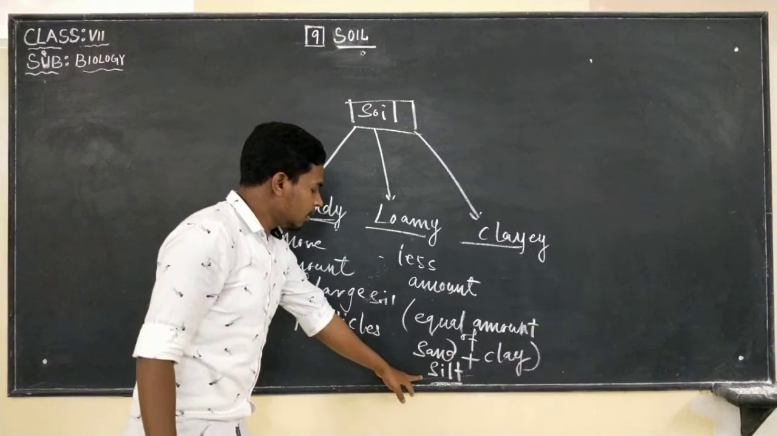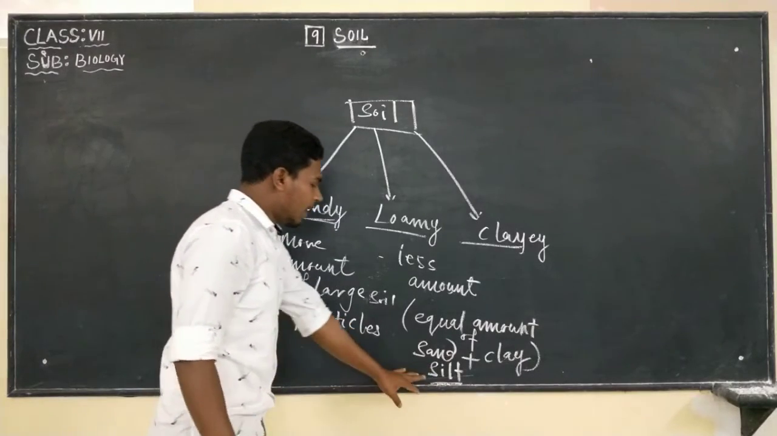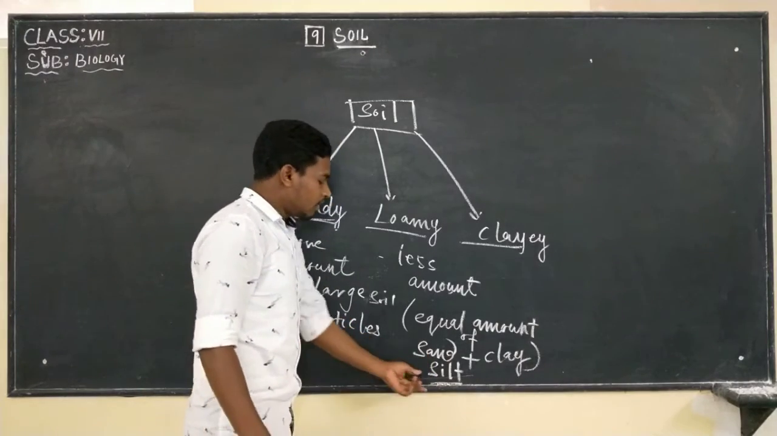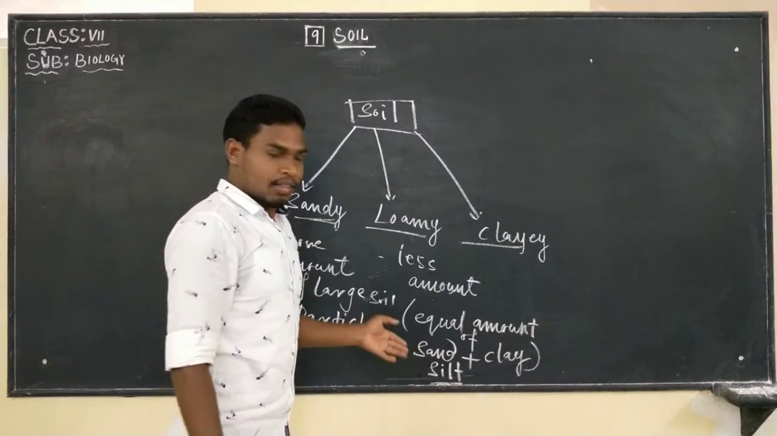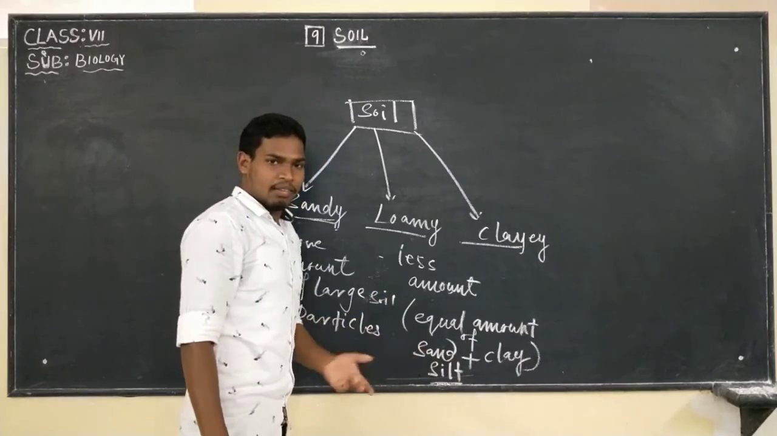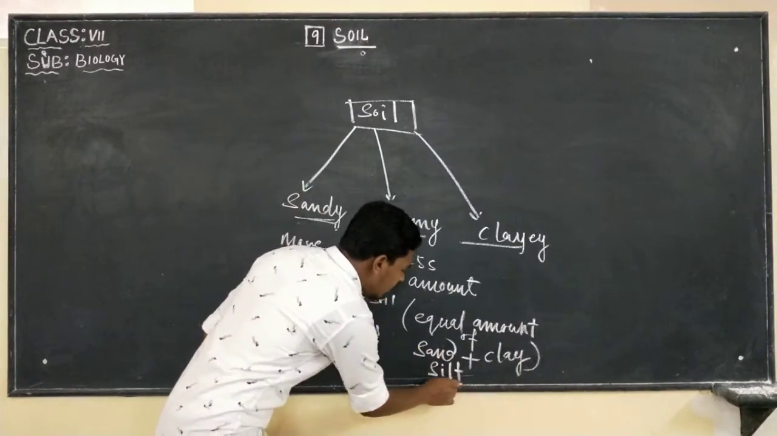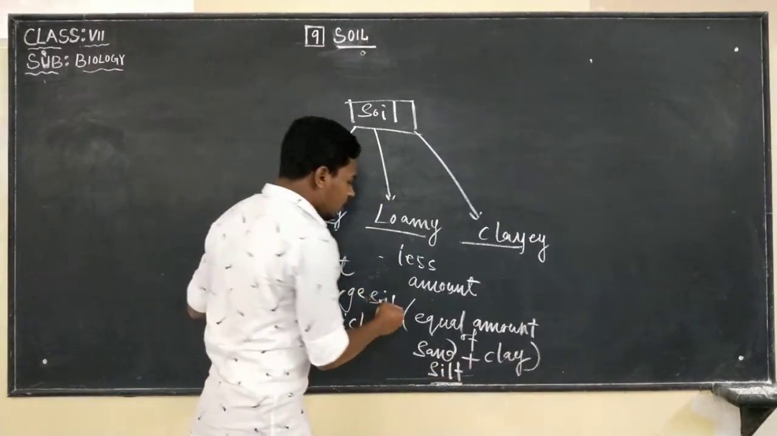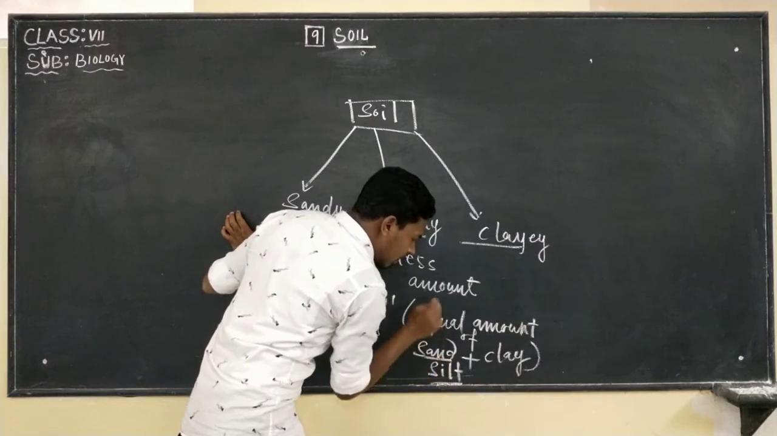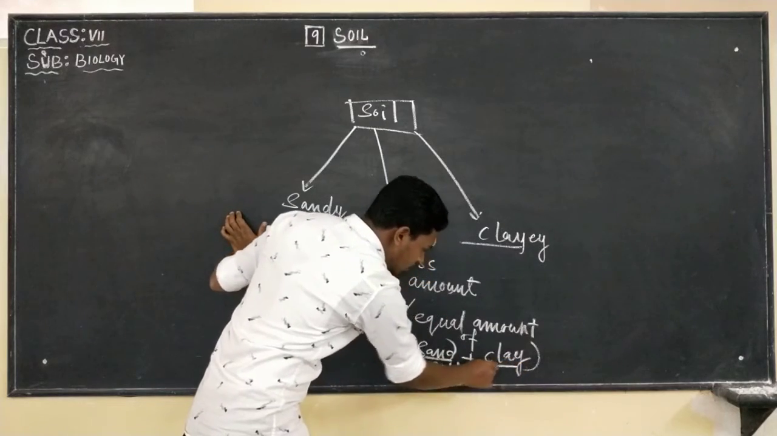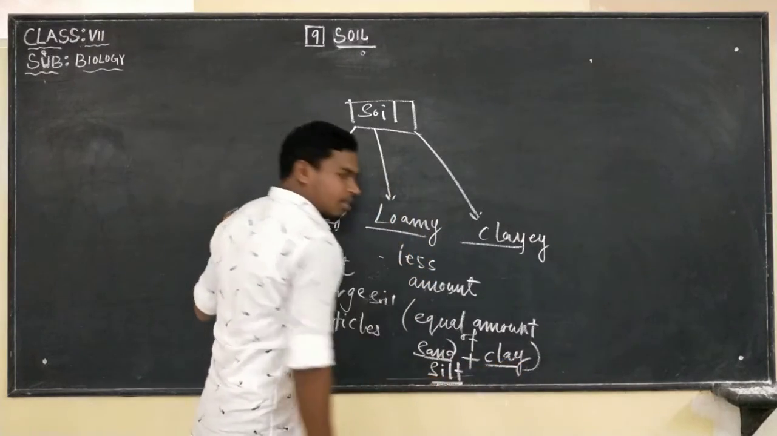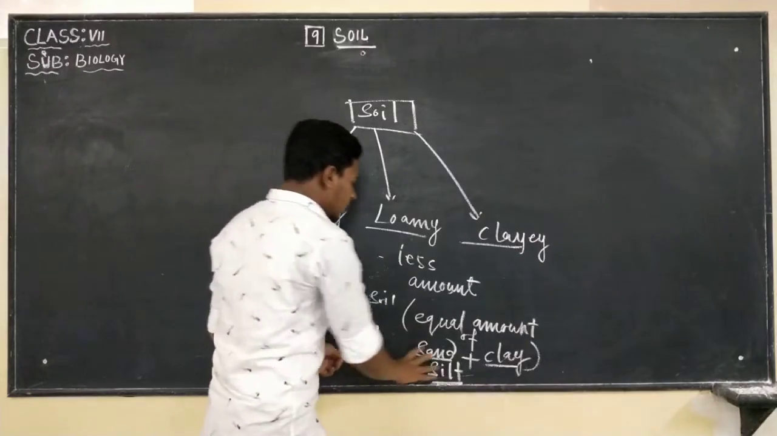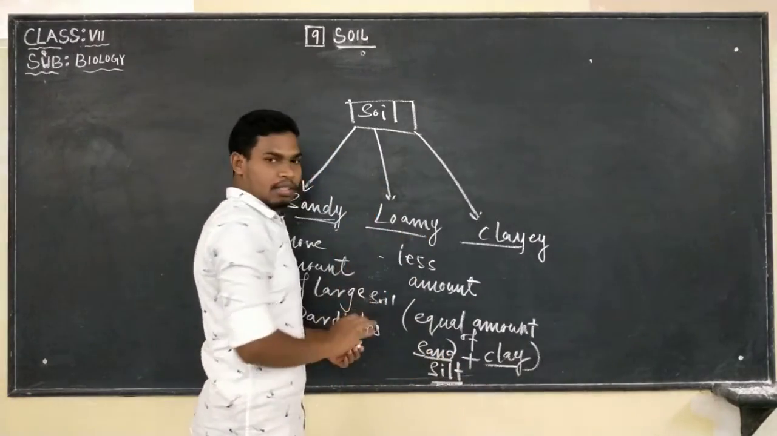The fine soil particles that are carried by the water current in the river will deposit in some place. So that soil is very fine. So in loamy soil we find some amount of sand, some amount of clay, and even silt. So this is going to give rise to loamy soil.